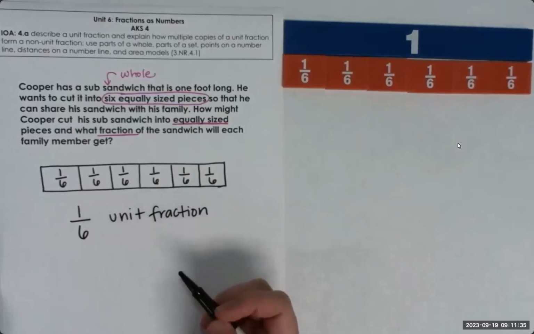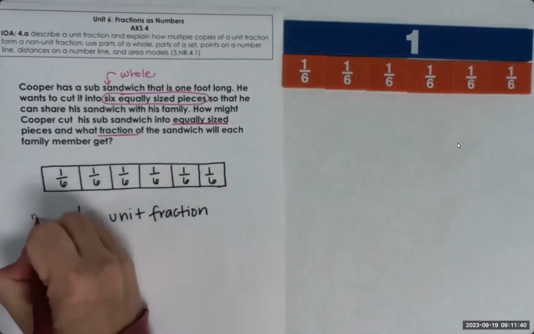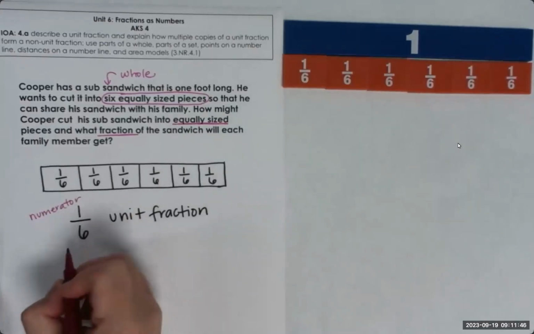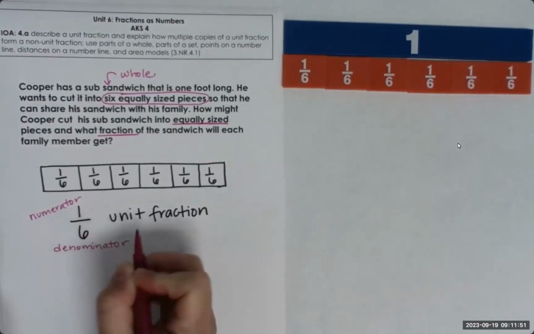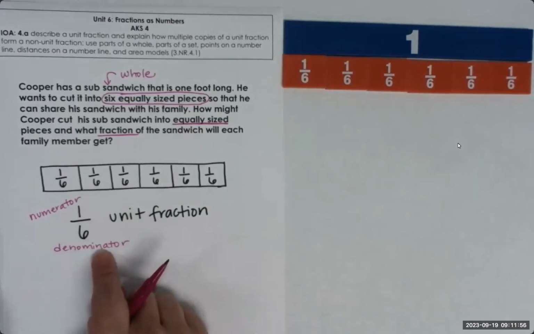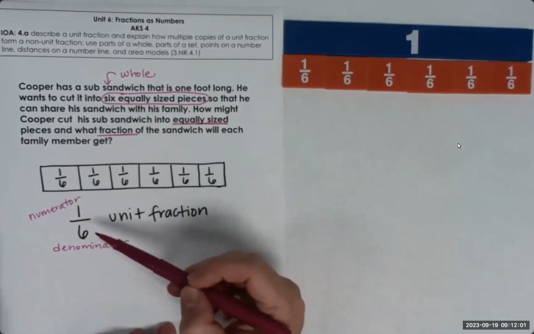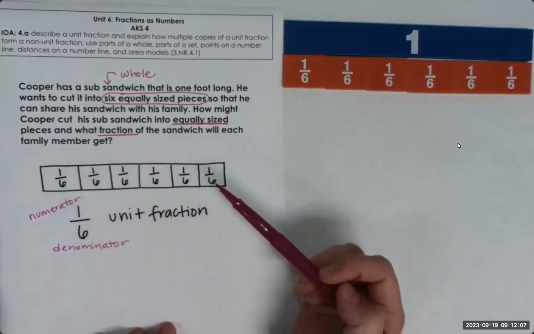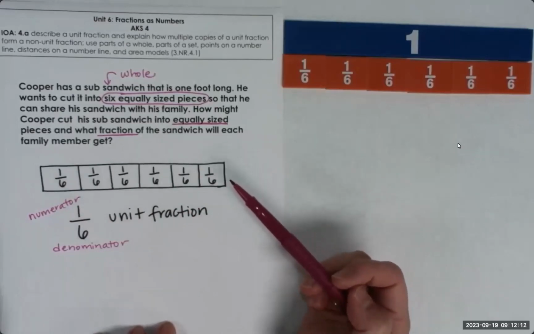So here I have a unit fraction. I know that the number 1 is called my numerator. And my 6 is the denominator. Now, they each have different parts of the whole, right? So the denominator is going to be the total number of pieces of how the whole is partitioned. So a lot of times we tend to refer to that denominator first because that tells us what our whole looks like, right?